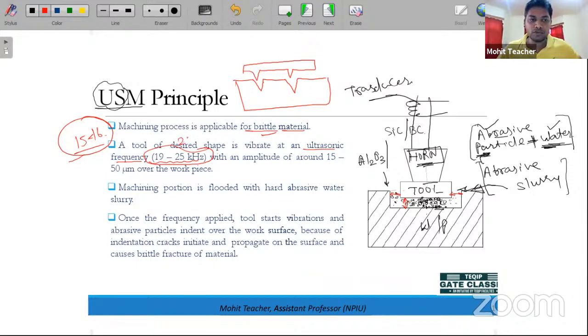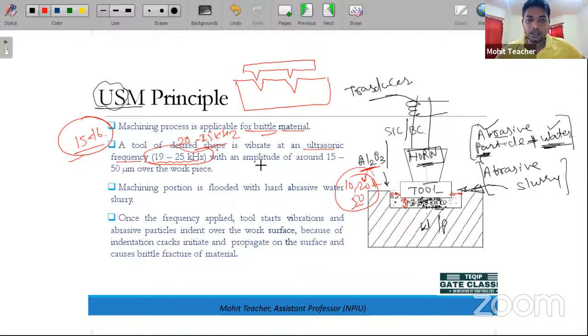Generally the range is 19 to 25 kilohertz in some of the books, so there is not that much variation. The abrasive particle size is the same: if we are using alumina, it is in the range of 10, 20, and 50 microns. We have already discussed that in the lecture the day before yesterday, for abrasive jet machining.